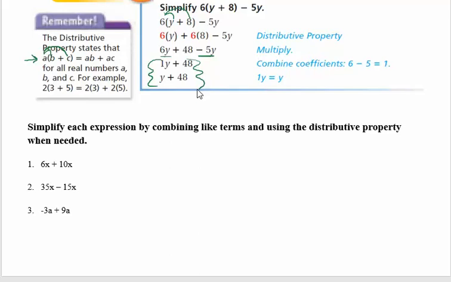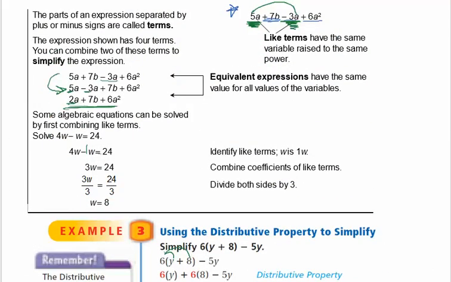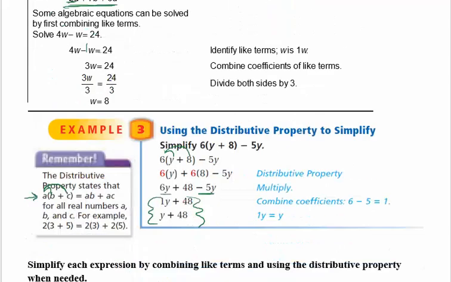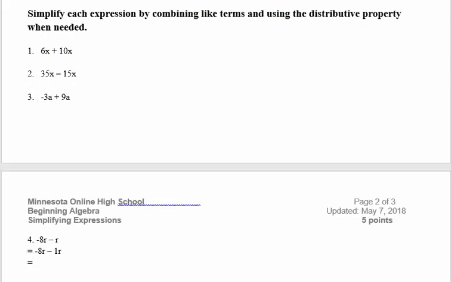So on your worksheet, you just have a bunch of problems to practice. You're going to have some where you just combine like terms, and then other ones where you have to also do the distributive property. Remember that you only combine the numbers in front of the like variables. You don't do anything with the variables themselves.